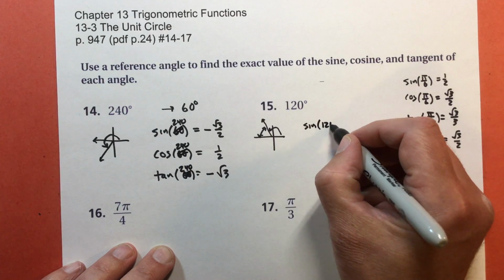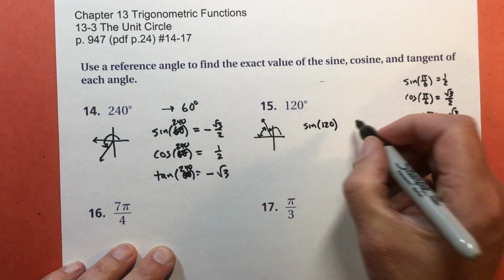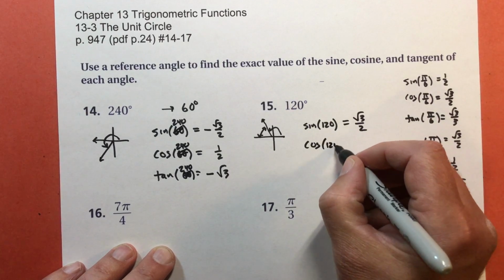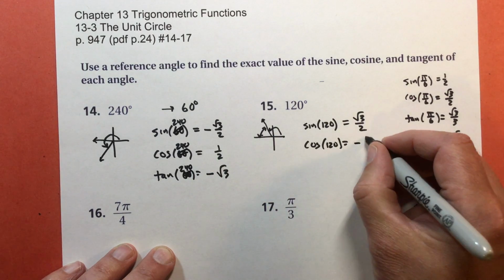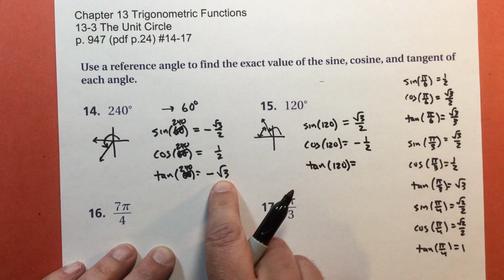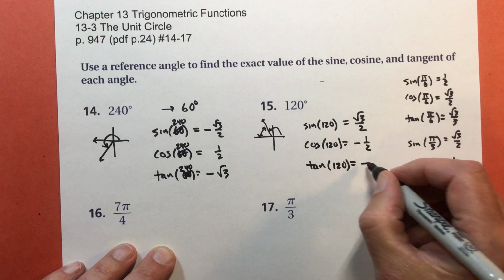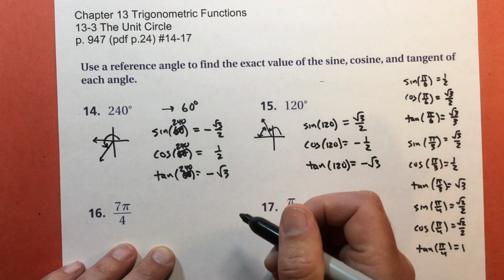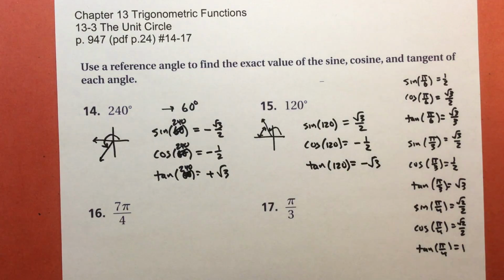Sine of 120 is still going to be square root of 3 over 2, and in the second quadrant, it's positive. So this is just positive square root of 3 over 2. Cosine of 120 is still going to be 1/2, but in the second quadrant, that's going to be negative. And tangent of 120 is still going to be square root of 3, but in the second quadrant, the tangent is negative. See, I caught my mistake.